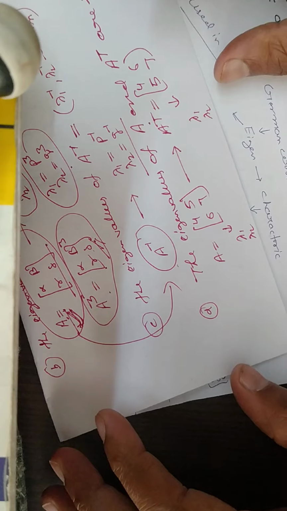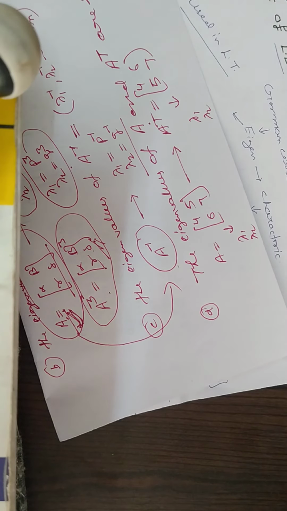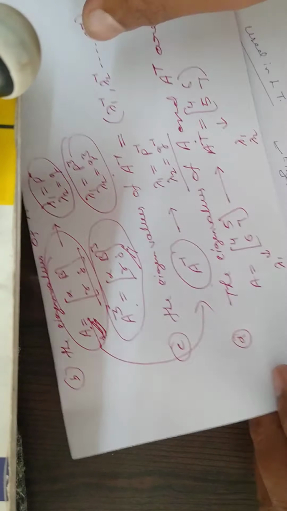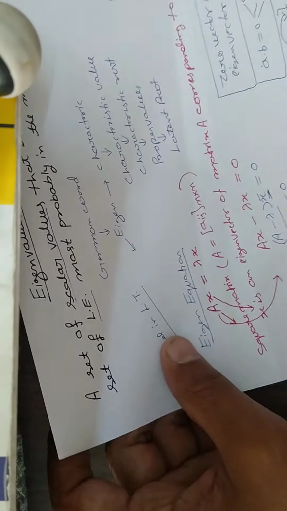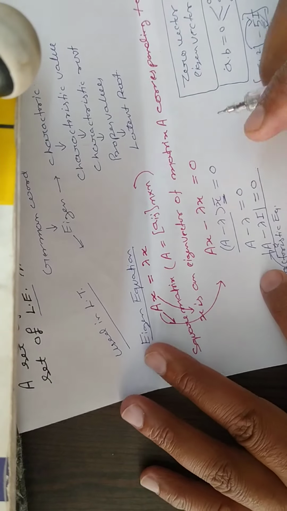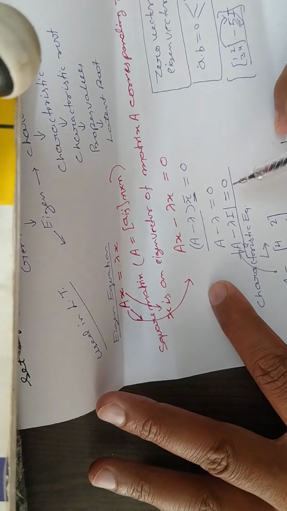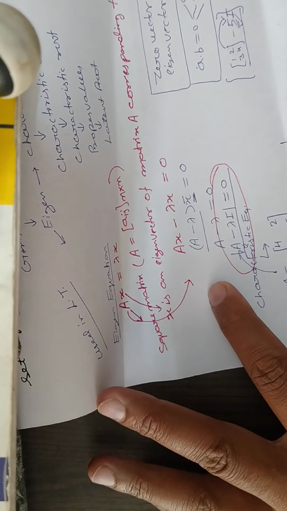So these are some properties of the eigenvalues. Students, you can easily calculate the eigenvalues with the help of the equation A minus lambda I equal to 0. This is the characteristic equation.